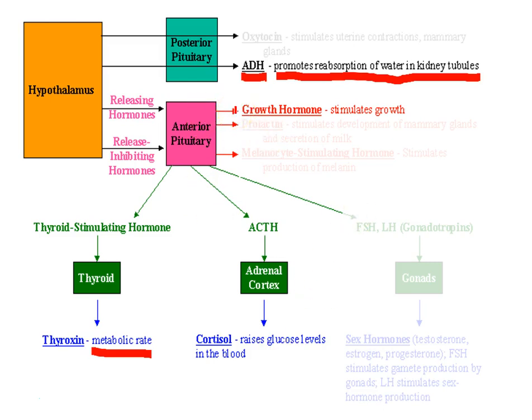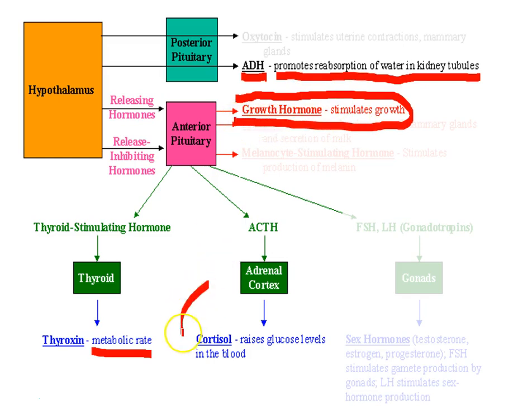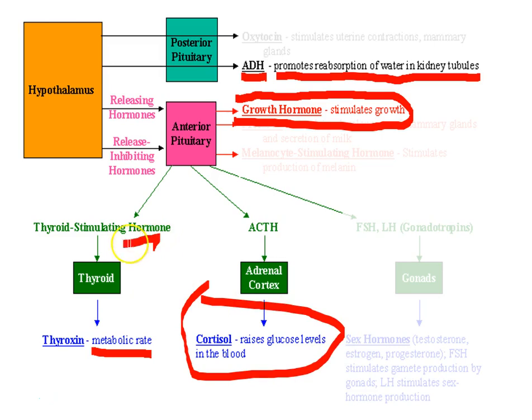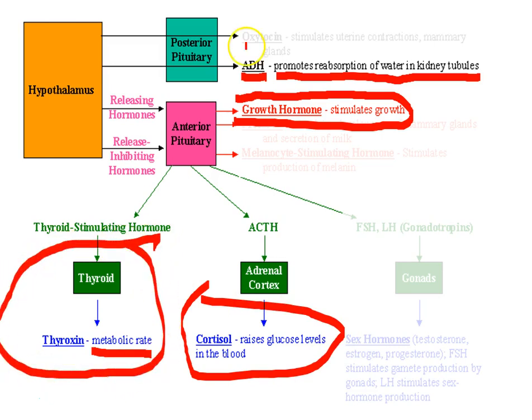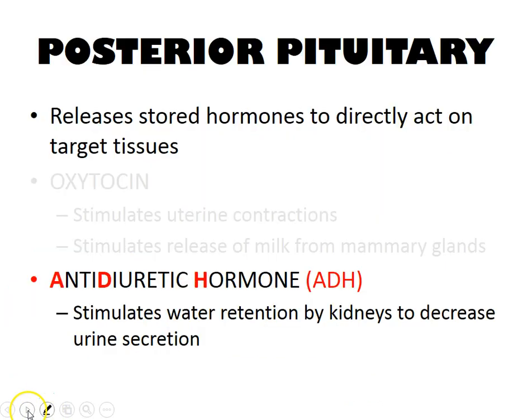Growth hormone also comes from the anterior pituitary, which stimulates growth. So if you know all this, you'll be okay. And again, the best way is to remember the simplest thing, that ADH is stored in the posterior pituitary and released by it. The posterior pituitary releases stored hormones to directly act on target tissues. Again, antidiuretic hormone stimulates water retention by the kidneys to decrease urine secretion.